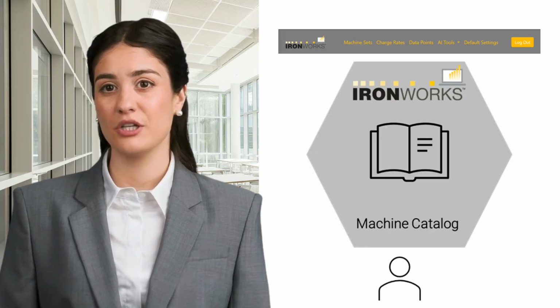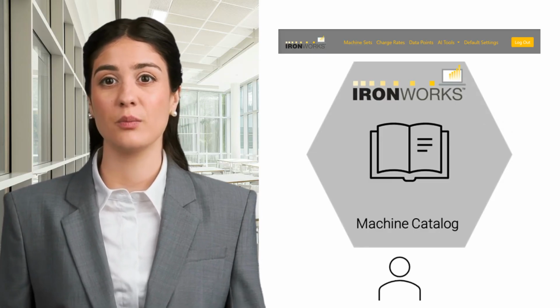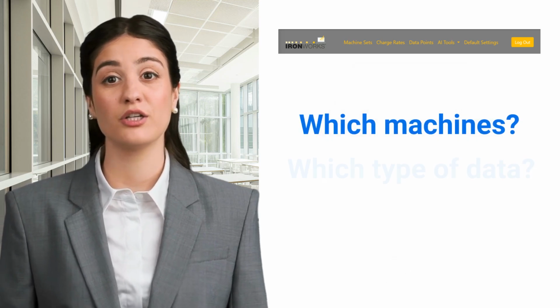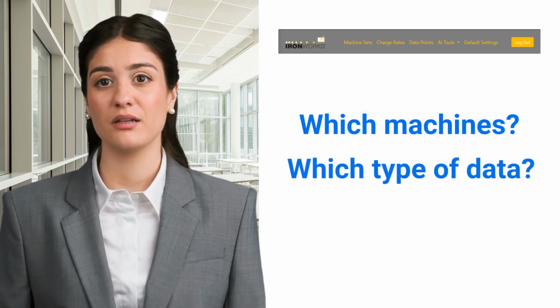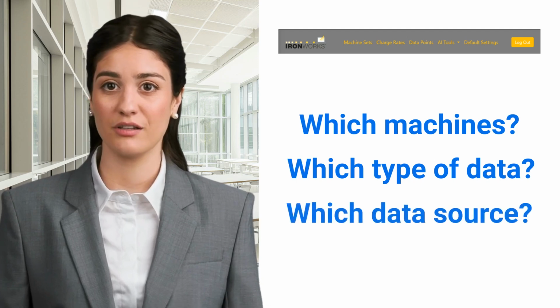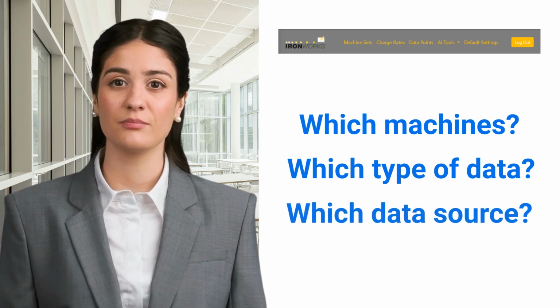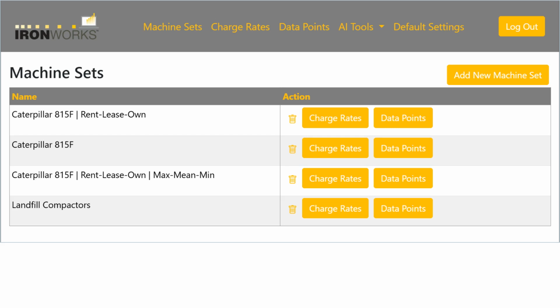It's easy to use the Machine Catalog. Just specify which machines you want to research, which of the two types of data is of interest, and which of the two data sources you prefer. To specify which machines are of interest, click the Machine Set option in the main menu. Then click Add New Machine Set. To open an existing machine set, click on its title. To delete a machine set, click on the trash can icon. To view the catalog data for the machine set, click on the data type of interest.